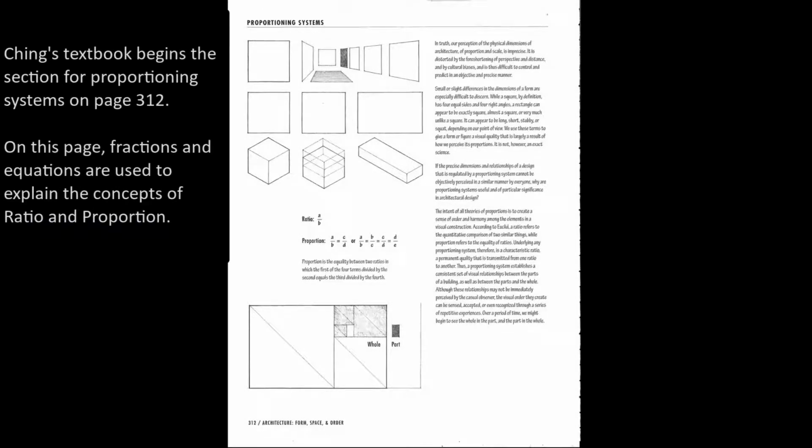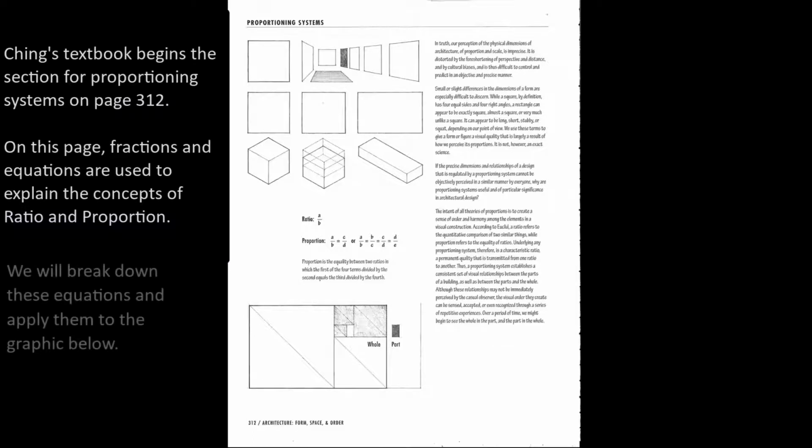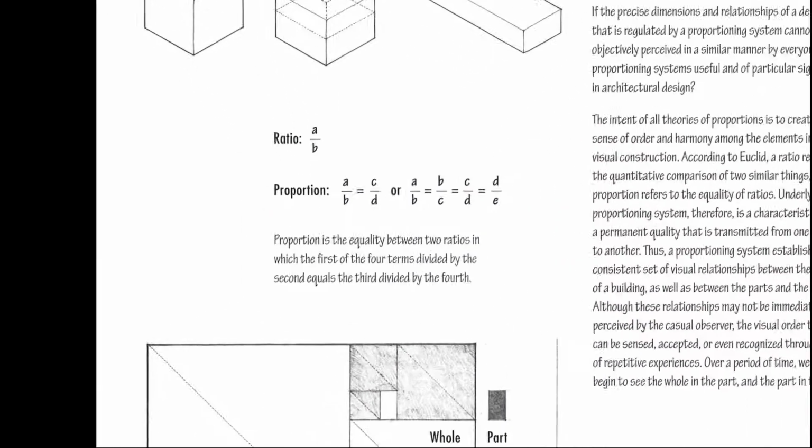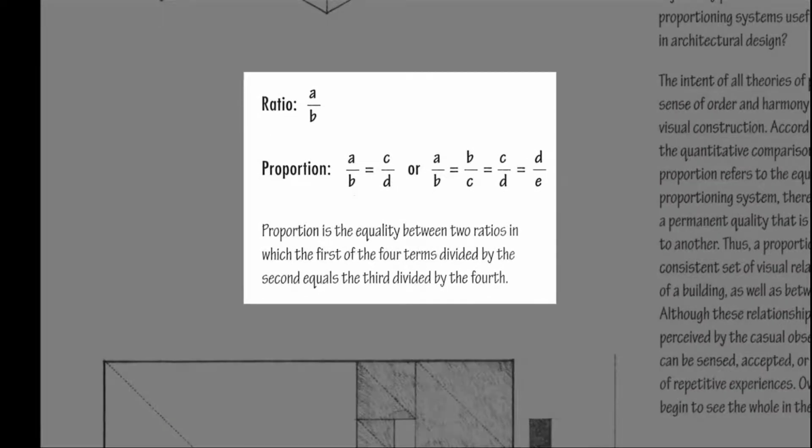Ching's textbook begins the section for proportioning systems on page 312. On this page, fractions and equations are used to explain the concepts of ratio and proportion. We will break down these equations and apply them to the graphic below. Proportion is the equality between 2 ratios in which the first of the 4 terms divided by the second equals the third divided by the fourth.